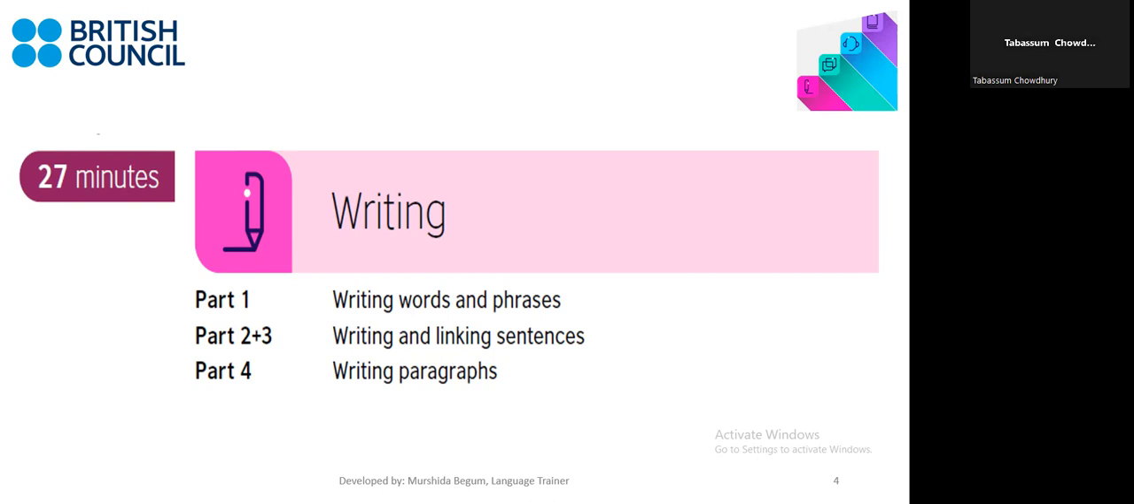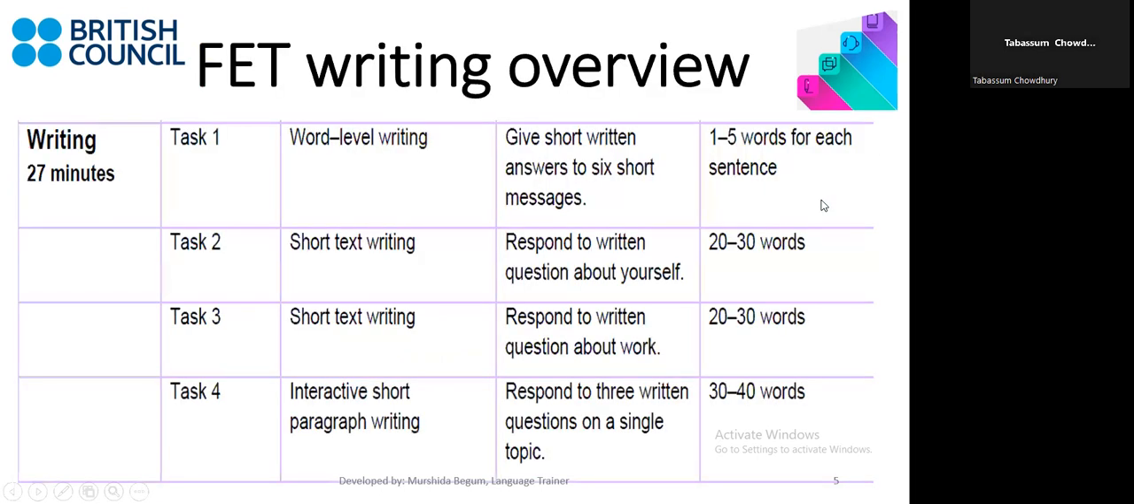Now, if we look at the overview of the whole writing test, as we mentioned, it was 25 minutes, and we looked at task 1, which was word level writing. What is word level writing? That means you give short written answers to 6 short messages, very, very short answers. The words would be 1 to 5 for each sentence. So basically, we are aiming at simple sentences, just within 5 words.